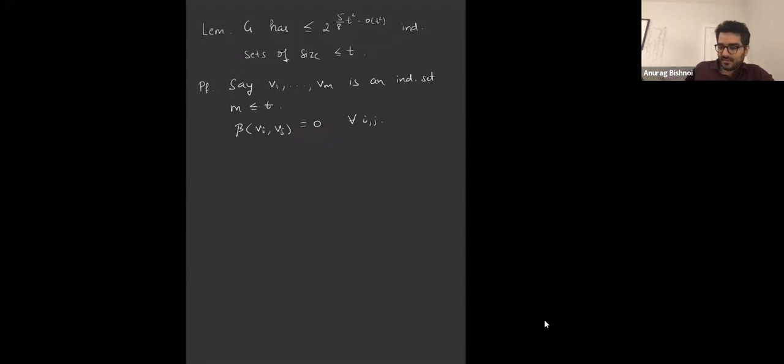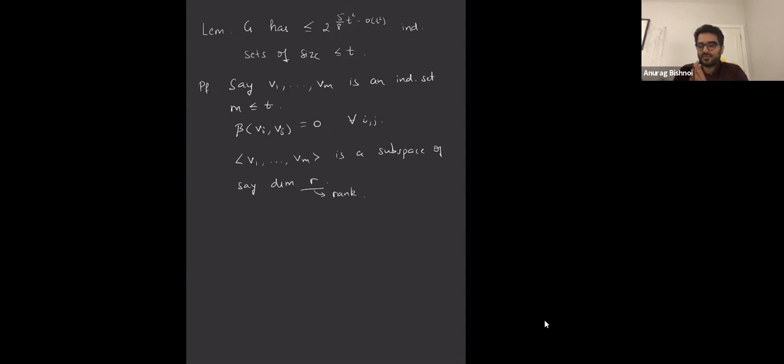Now, the way I'm going to count the independent sets is by observing that this thing spans a subspace. So this V1 up to Vm is a subspace of, say, dimension R. So let's call this R the rank.